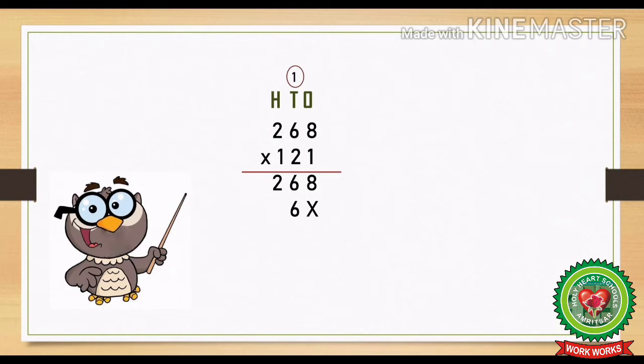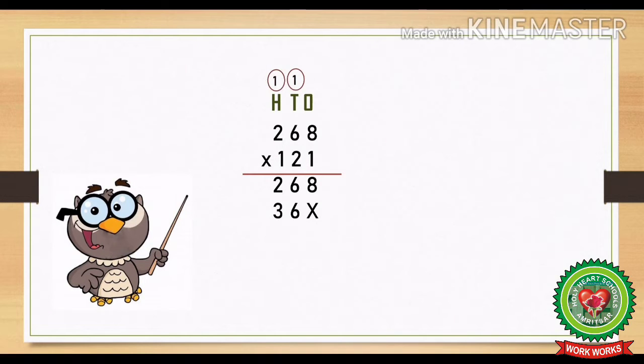Now before starting the next step, we will put a cross just below 8, that is in the ones place. Now we will multiply 2 with the above digits. So let us speak the table of 2. 2 1s are 2, 2 2s are 4, 2 3s are 6, 2 4s are 8, 2 5s are 10, 2 6s are 12, 2 7s are 14, 2 8s are 16. Since 16 is a 2-digit number, we will write 6 down and 1 carry.